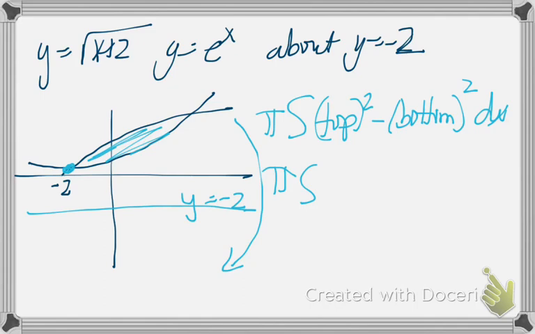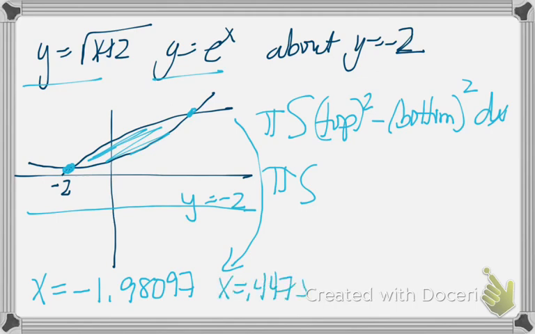And what is the biggest x value from there to there? So you're going to put these two functions in your calculator under y1 and y2 to find out where they intersect. You just have to go into second calc and do intersect, and you will find that they intersect at x equals negative 1.98097 and at x equals 0.4475. So that's these 2 points right here.